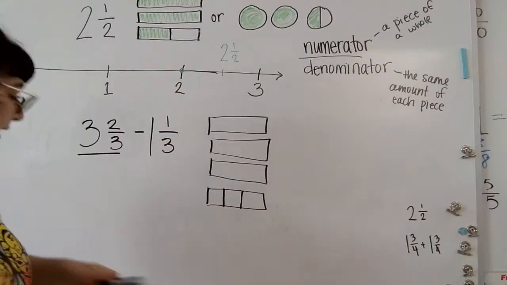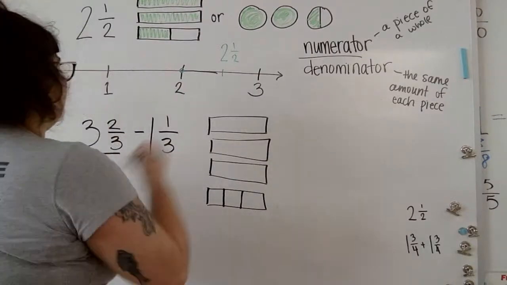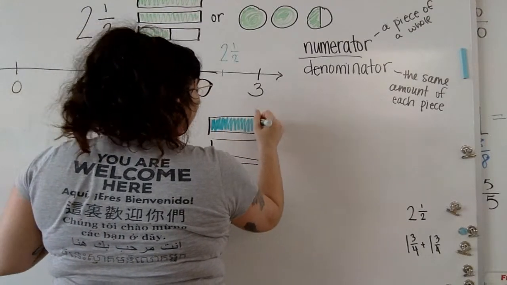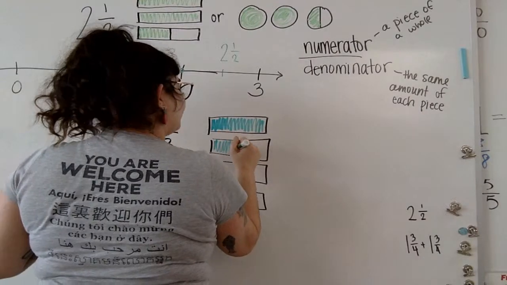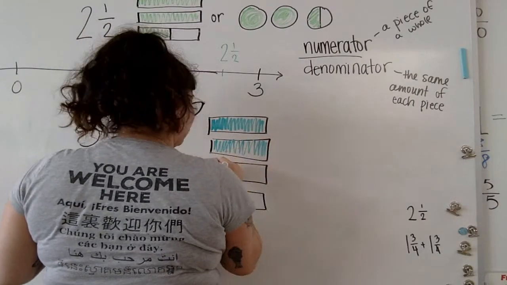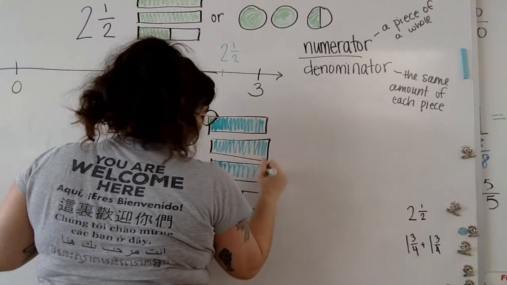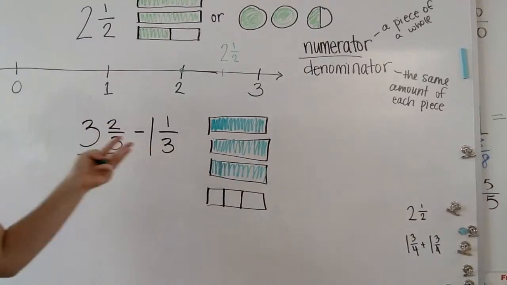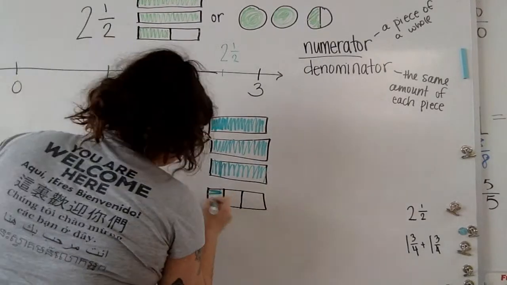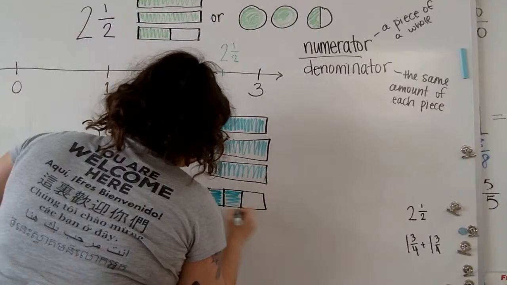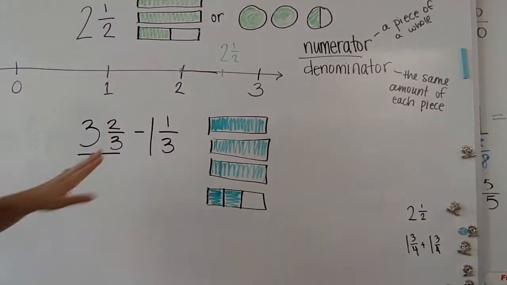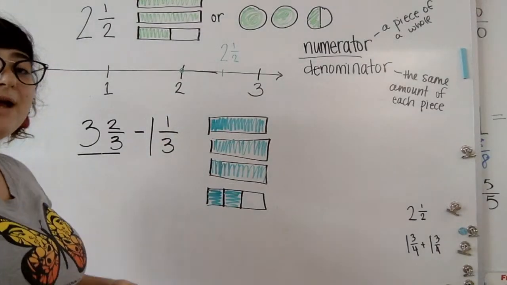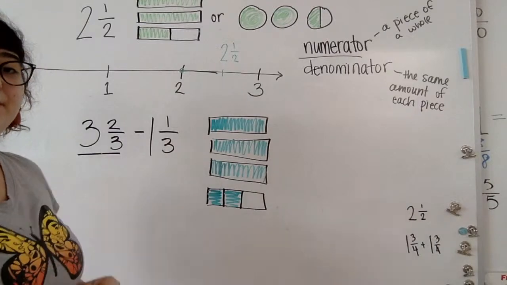Let's color this in to represent our mixed number. We know a mixed number is composed of a whole number and a fraction. It is a representation. Now, if I have 2/3, that means 2 out of the 3 parts are colored and filled in. 2/3. Okay. 1 1/3. We are taking away 1 whole and a third.